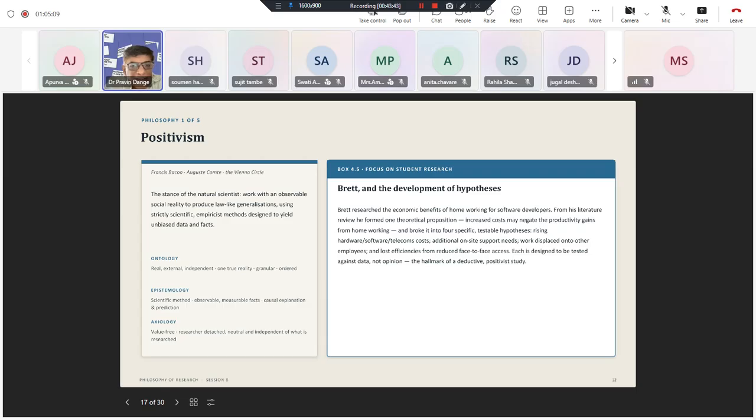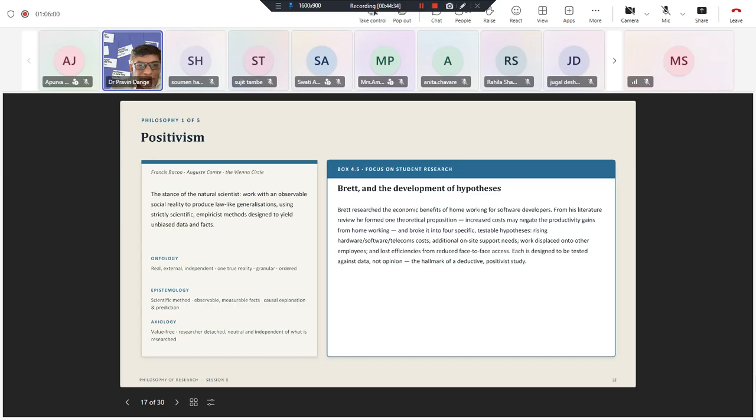Ontology is real, external, independent, one true reality. Epistemological stance is scientific method, observable facts. It is the font is too small here. And axiology is value free. One example given here: print and the development of hypothesis. Read this and we can go to the next slide.